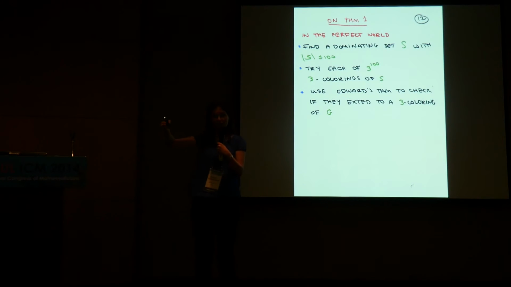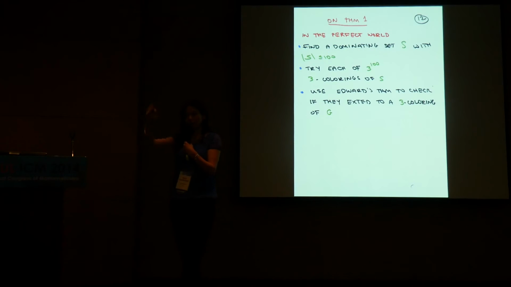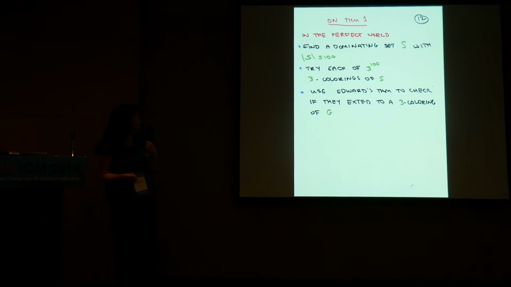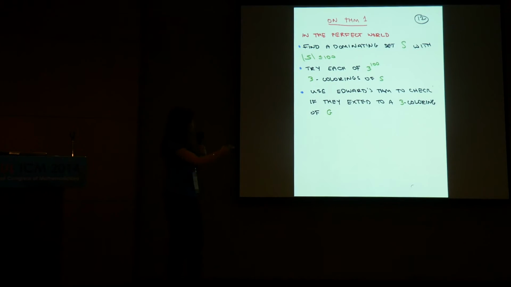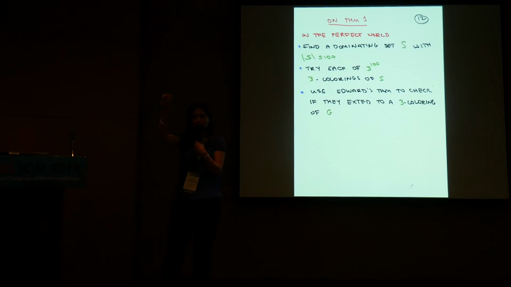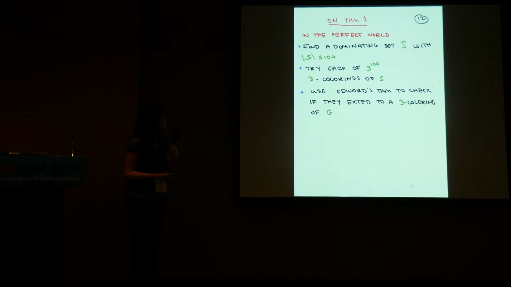Now everybody else has a neighbor in it. So for everybody else, their list goes down by at least 1. So for everybody else, their list now has size 2. And that I can test, that I can check by Edwards' theorem. So all I need to do is try all possible colorings of my dominating set of size 100. There are only 3 to the 100 of them. So I've reduced my one hard problem to 3 to the 100 easy list coloring problems.